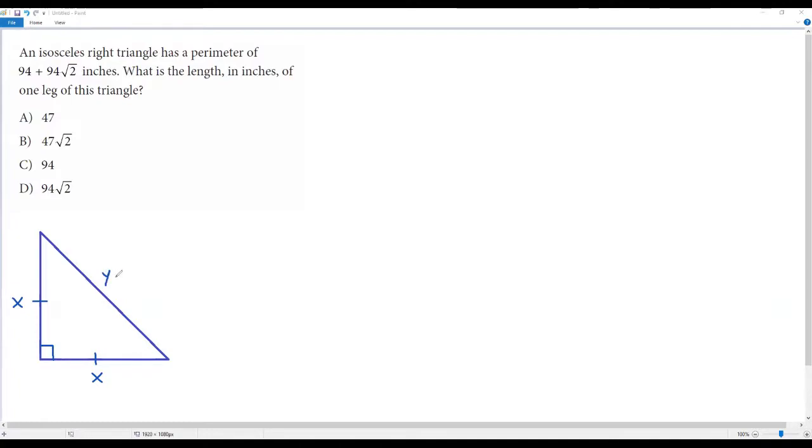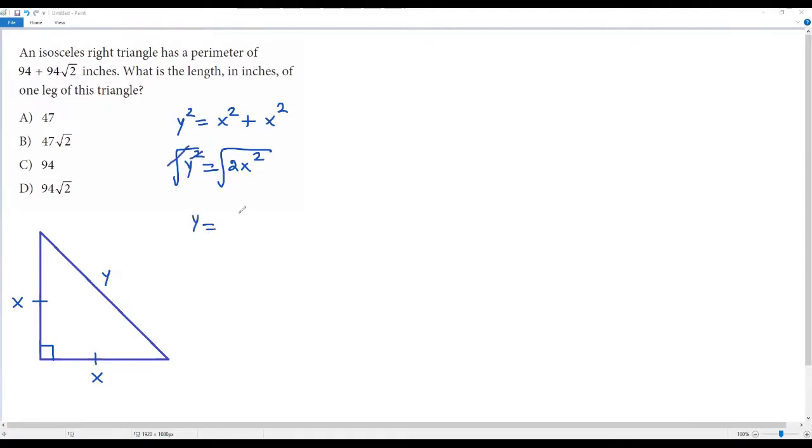Now we can find the length of the hypotenuse using the Pythagorean theorem. That is, the square of the hypotenuse equals the sum of the squares of the other two legs. So I'm getting y² = 2x² on the right side. My aim is to get the value of y, which represents the length of the hypotenuse. So for that, I'm taking the square root on both sides, and the square root and square will cancel.